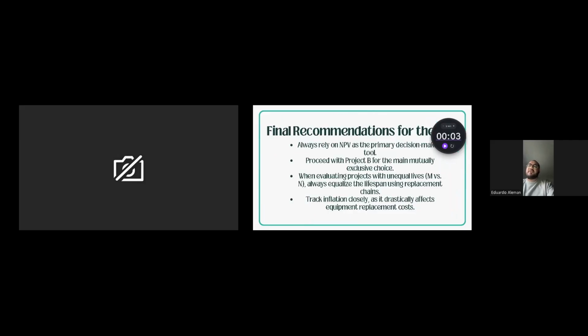Final recommendations. In conclusion, we should proceed with project B as our primary investment, reject project C as it does not add value, and select project N for our essential services, managing our equipment using the 2-year optimal life cycle.